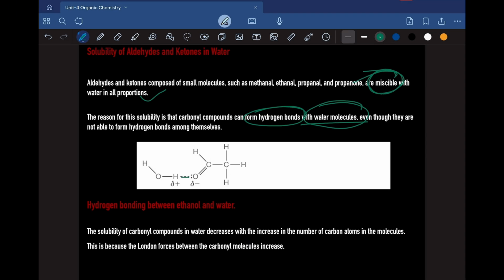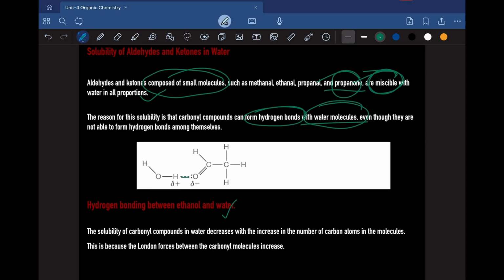So basically the reason they are miscible with water is that they can form hydrogen bonds with water molecules. But the criterion is they have to be composed of small molecules. Let's say butanone will not mix with water. Propanone will mix because propanone is a small molecule, butanone is not a small molecule. And the next point is hydrogen bonding between ethanal and water. This is the hydrogen bonding between ethanal and water that I have shown in the drawing.